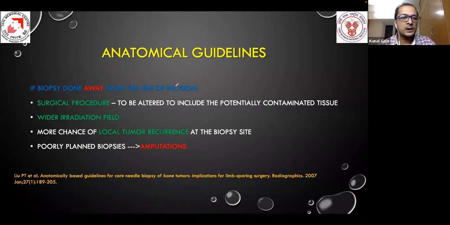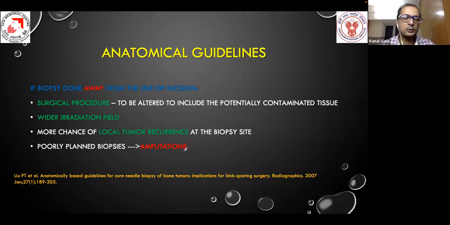So why are anatomical guidelines always important? If the biopsy is performed away from the site of incision, what happens then? The surgical procedure needs to be altered. A larger area needs to be removed at the time of surgery. If the surgery can't be done, or it is too wide, or reconstruction is not possible, radiation needs to be given, and this radiation is to a wider location, so there are more chances of local recurrence. And a poorly performed biopsy can lead to amputation.